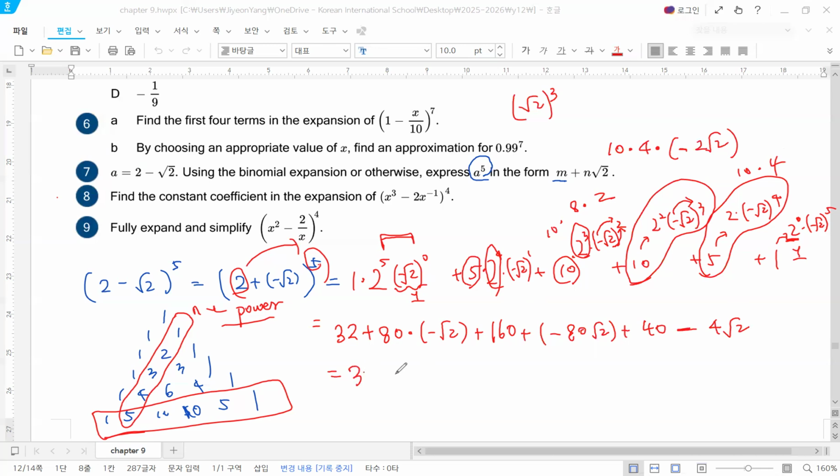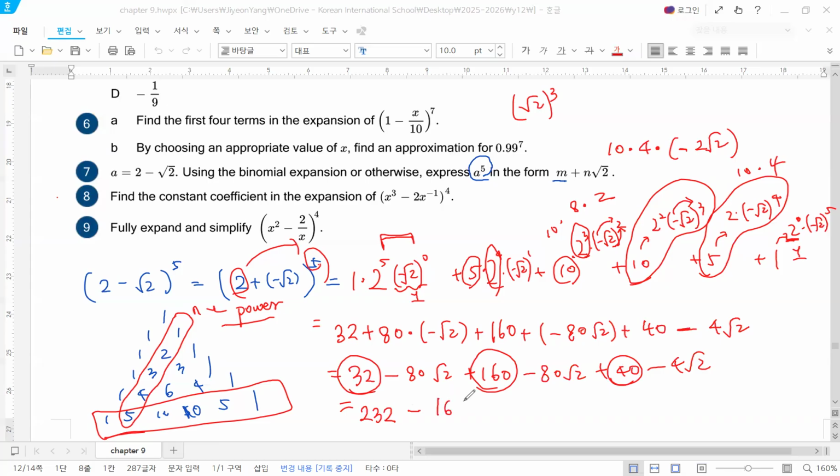Therefore, 32 minus 80 square root 2, plus 160 minus 80 square root 2, plus 40 minus 4 square root 2. Therefore, 32, 162, and 40, which is 232, and negative 164 square root 2 is the answer to this question. Therefore, the value of m equals 232. The value of n equals negative 164 is the answer to this question.